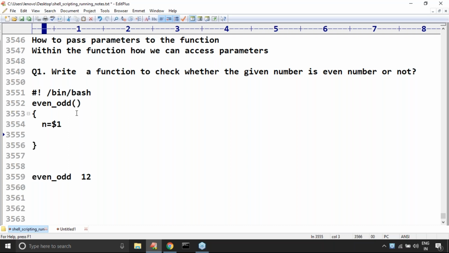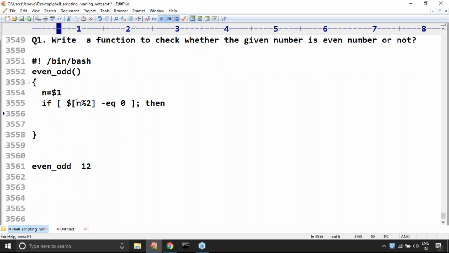$1. Is any explanation required about this? What is the meaning of $1? It is the first parameter, whatever you are passing to the function. Now, if my requirement is n % 2 is equal to 0, if the number is divisible by 2 and the remainder is 0, what is the meaning of this? Is it an even number or not?